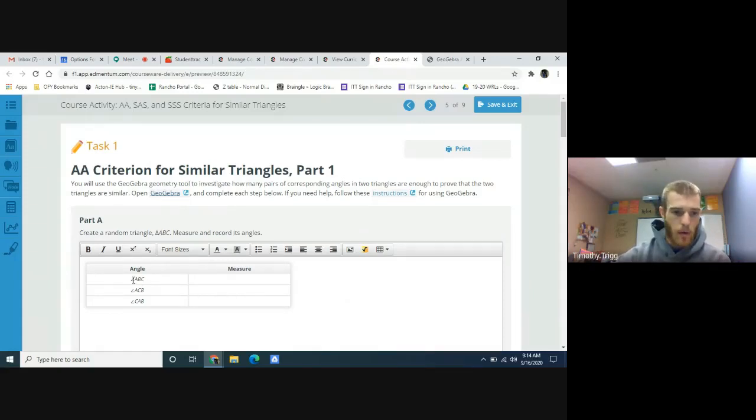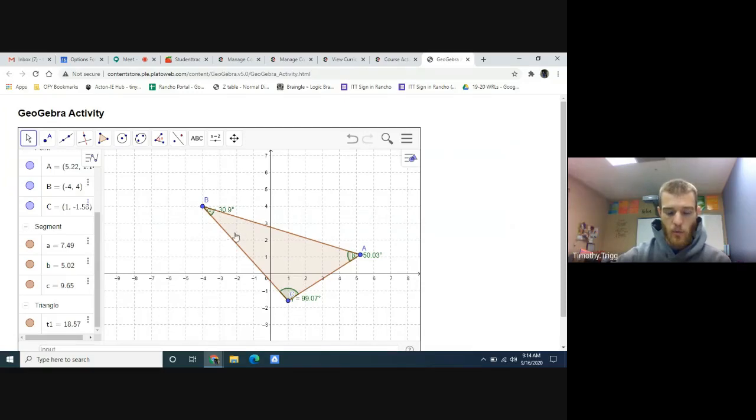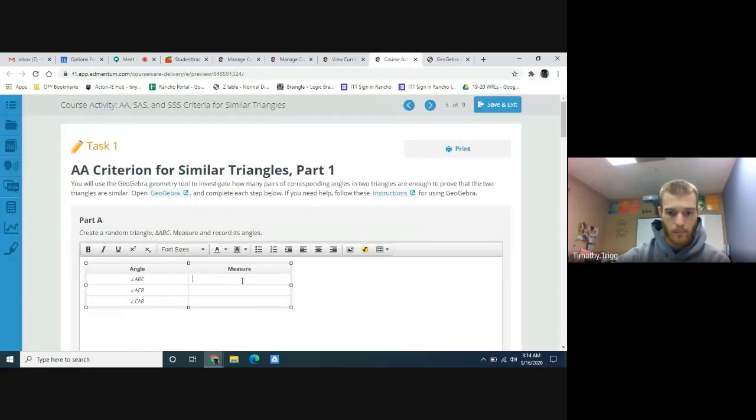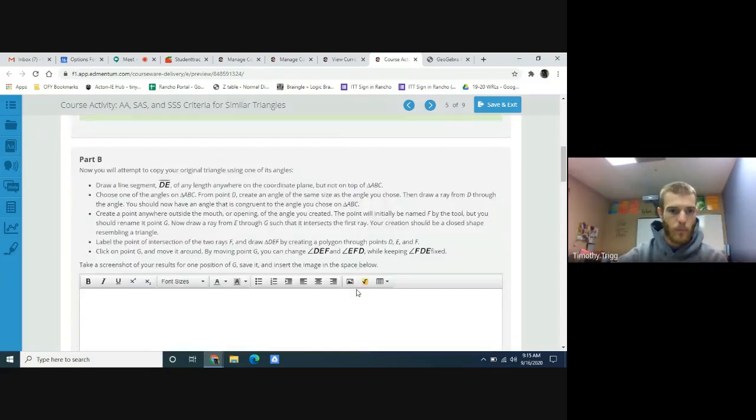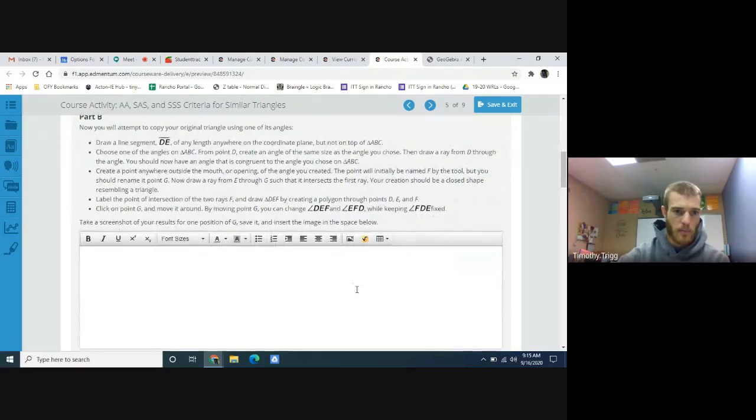Okay. Now, notice it says, like for the first one, angle ABC. So that's going to be angle B in this. So angle ABC is actually this one right here. Okay. So for me, that's 30.9. Okay. So whatever angle measures you have, I want you to go ahead and fill them out in this table. You're going to have different numbers possibly than me, and that's fine. That should be done. Okay.